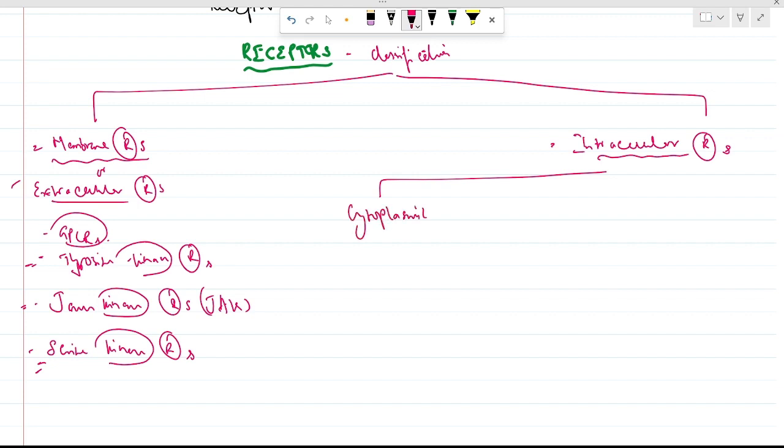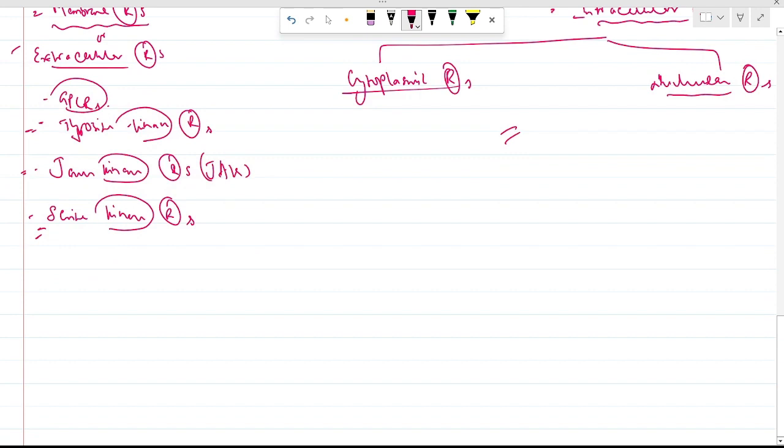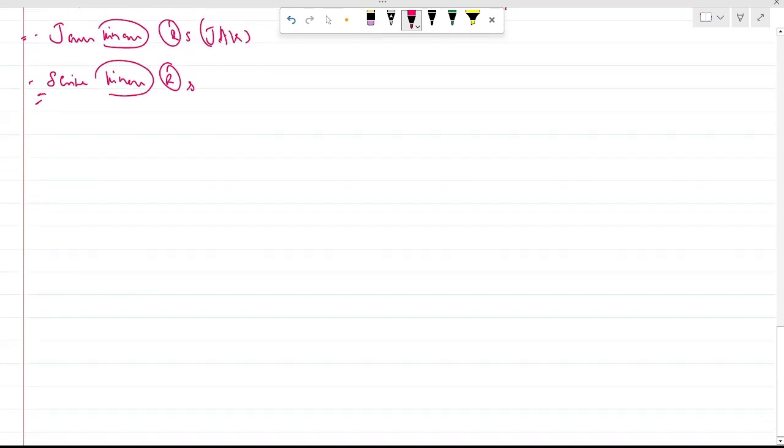These intracellular receptors are further divided into cytoplasmic and nuclear receptors. Cytoplasmic receptors and nuclear receptors. So we are going to see some of these examples further ahead. Now let's discuss these extracellular receptors or membrane receptors one by one.